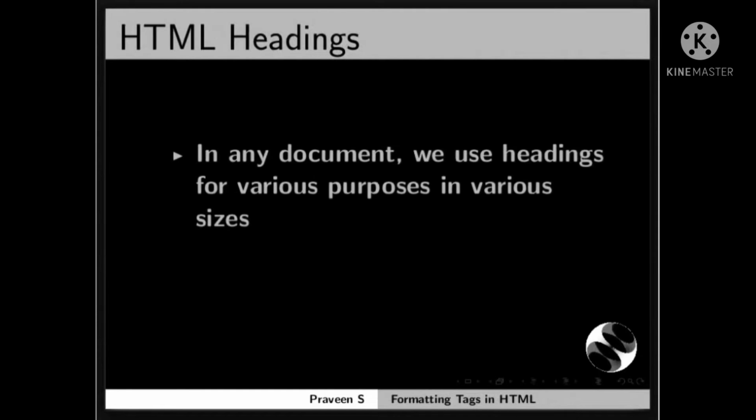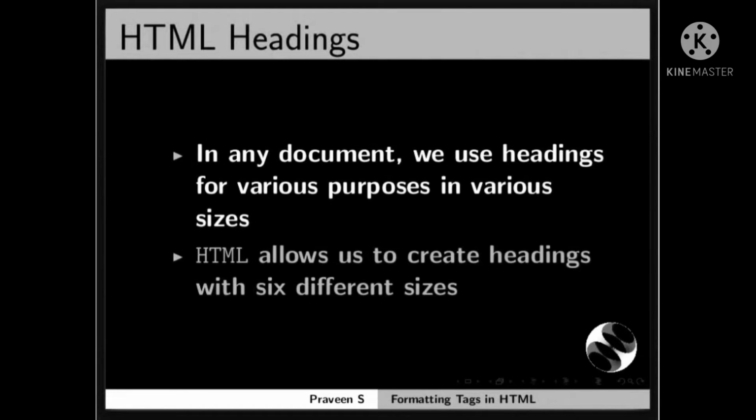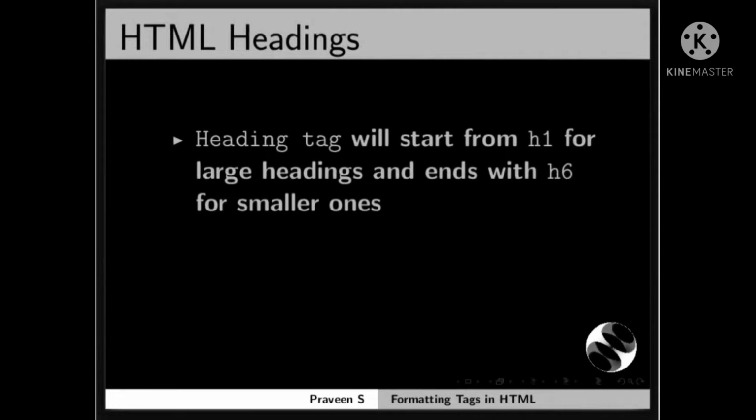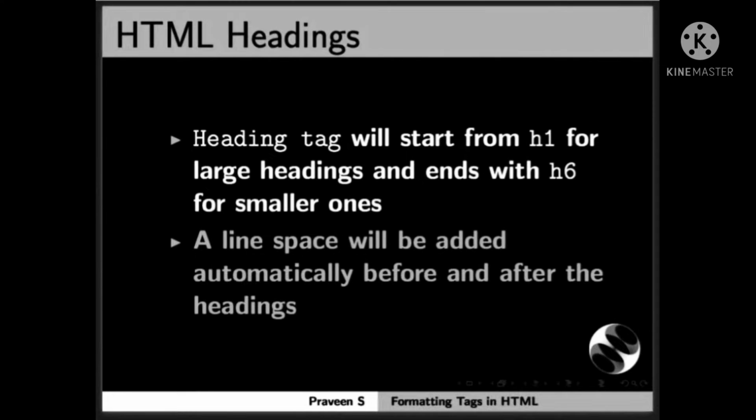In any document, we use headings for various purposes in various sizes. HTML allows us to create headings with 6 different sizes. Heading tag will start from H1 for large headings and end with H6 for smaller ones. A line space will be added automatically before and after the headings.